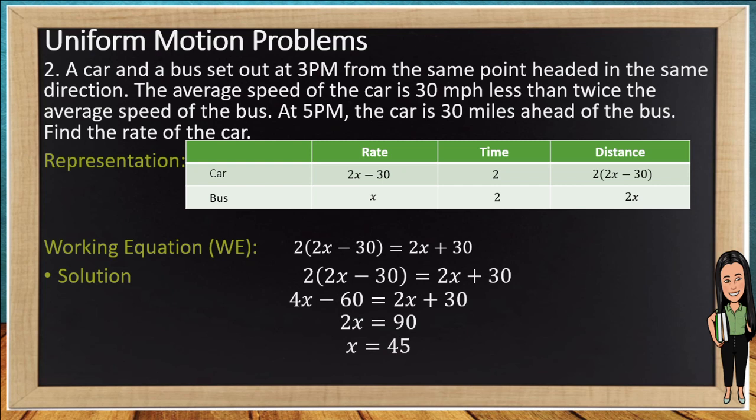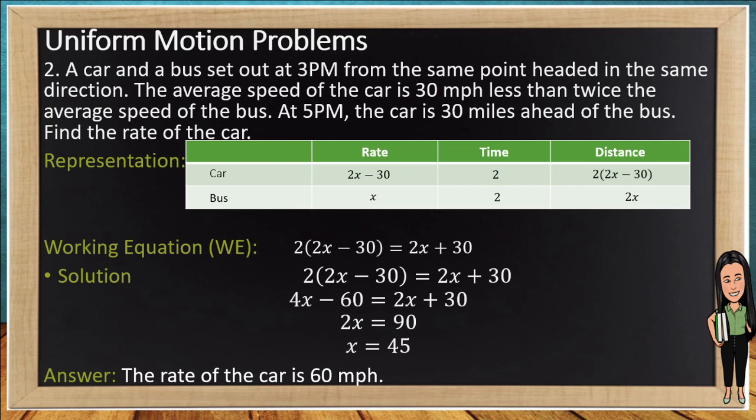Ang question is, find the rate of the car. Itong 45, that is the rate of the bus. Solve natin yung rate ng car. 2 times 45 minus 30, 60. The rate of the car is 60 miles per hour.